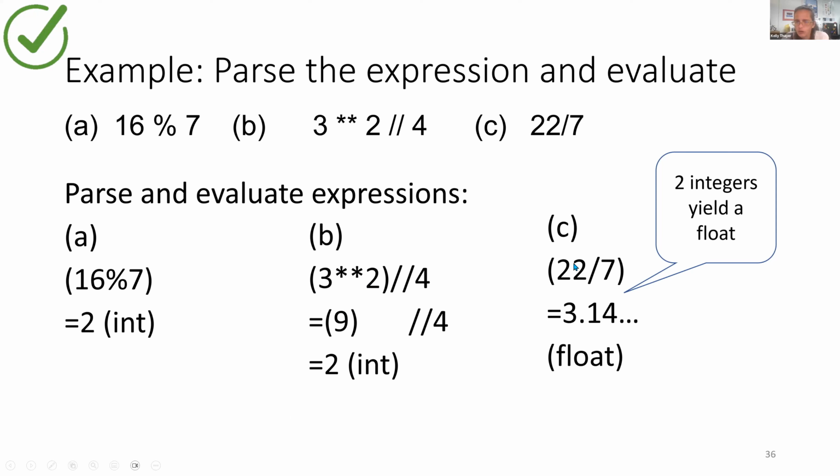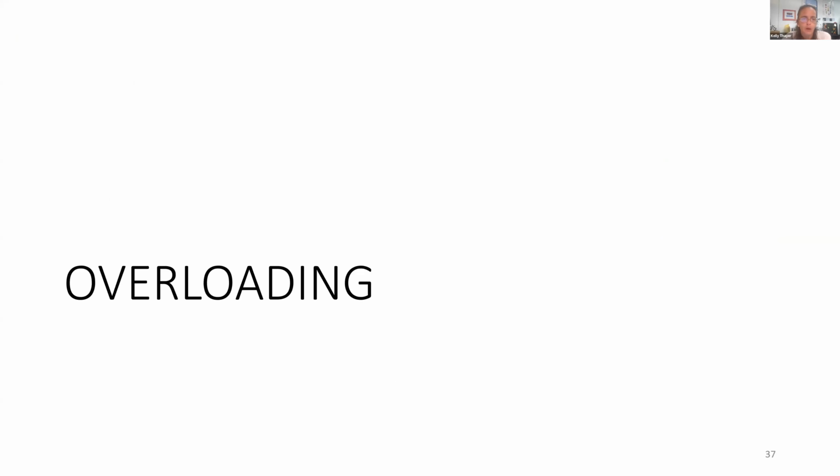That's an integer. And here we have 22/7, which is pi. This will be equal to 3.14, which is a type float. We also have this idea in Python of overloading. So what is that?